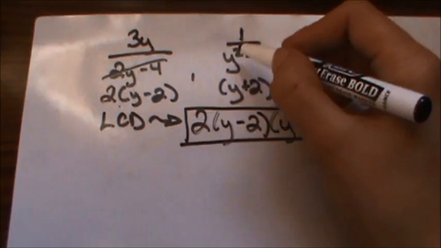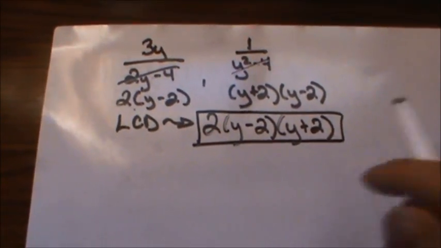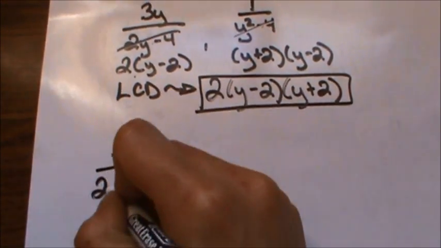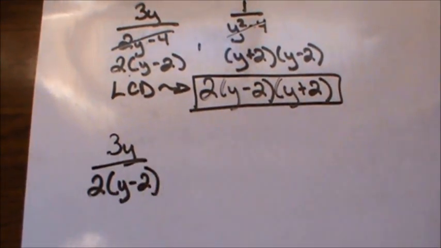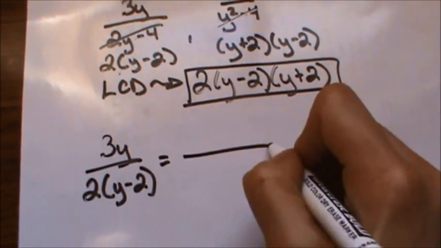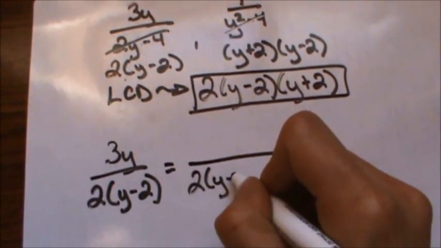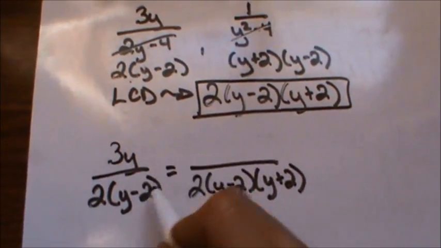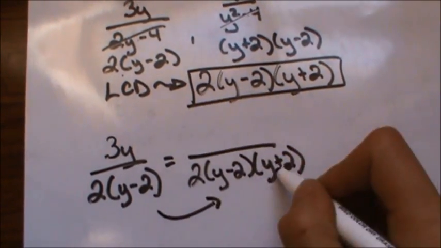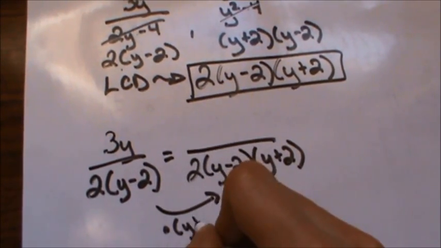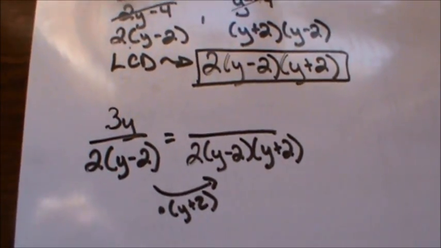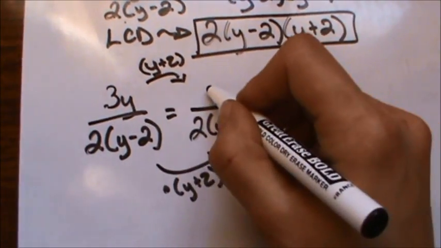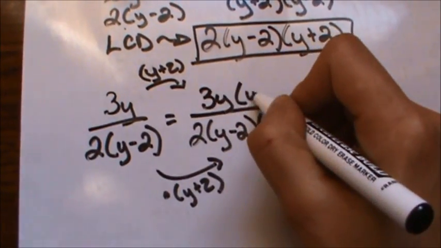Now I need to go about rewriting my fractions to have this denominator. So let's look at the first one. 3y, and I'm going to write the denominator in its factored form. What must I do to the top and bottom to get this denominator? Well, it seems like these two denominators are almost exactly alike except for the factor y plus 2. So I'm going to multiply top and bottom by y plus 2. So this becomes 3y, y plus 2.